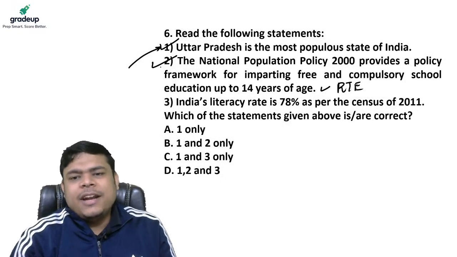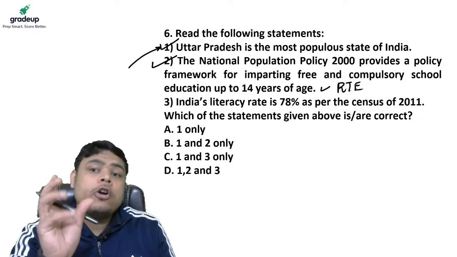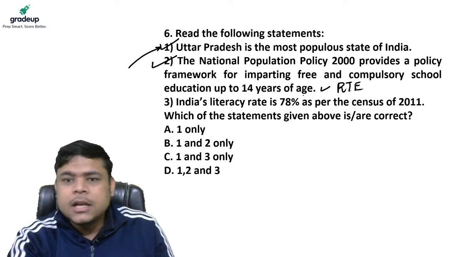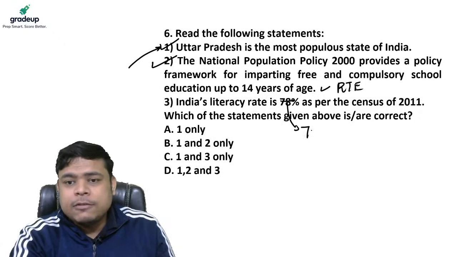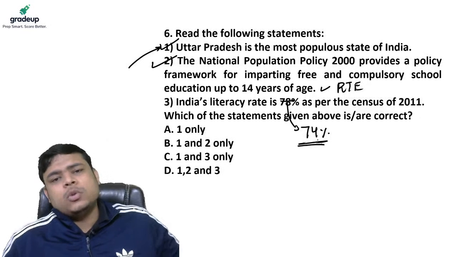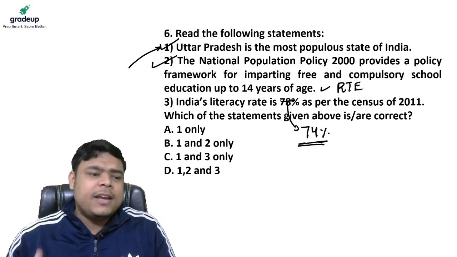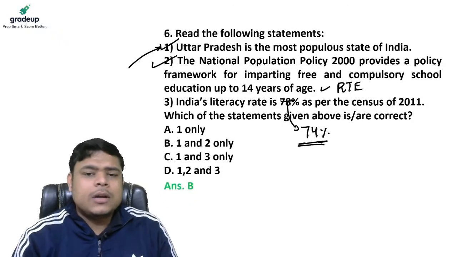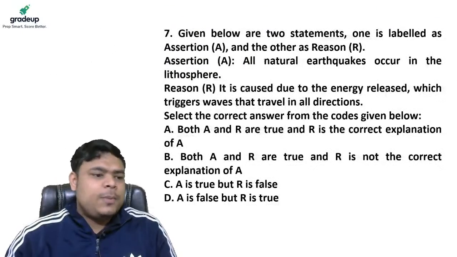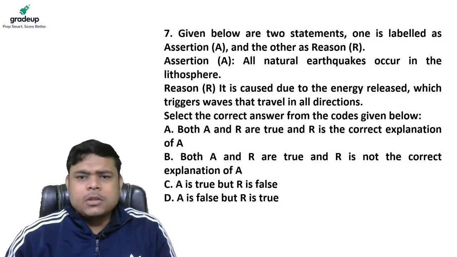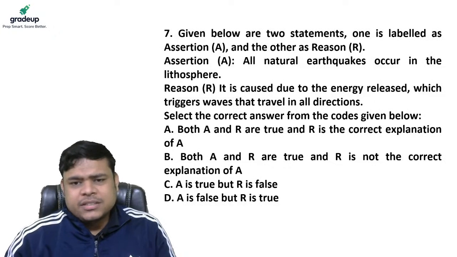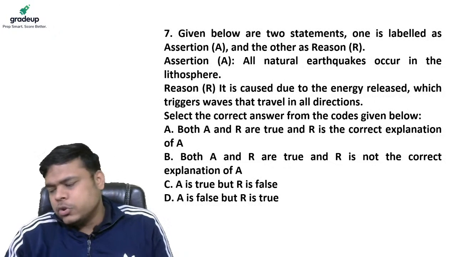Now, India's literacy rate is 78% according to the 2011 census. No, guys, in the 2011 census, the data that was given was 74%, not 78%. Now, a new census will be done soon in 2021. You will get the data by 2022. Yes or no? So answer will be B, 1 and 2 only. Next question, guys. Please do look at this question. 7th question. Assertion reason question. Please do give a reading to this question.